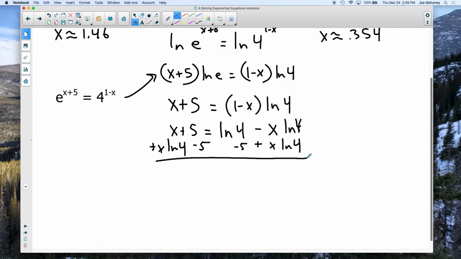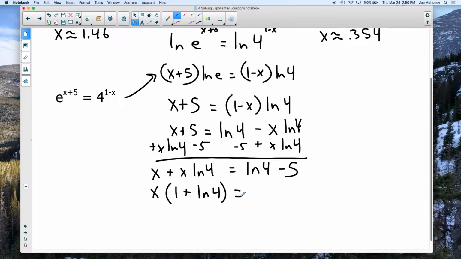And for right now, because they're in some logarithmic forms, I'm going to leave them in their log form. So over here I get x plus x ln 4. And over here I get ln 4 minus 5. The right side is just a number. I can combine the left side by doing a little bit of factoring. And I get x times 1 plus ln 4. And now notice that I've isolated x.